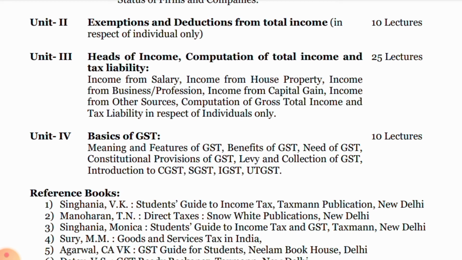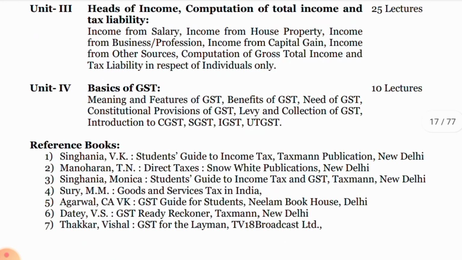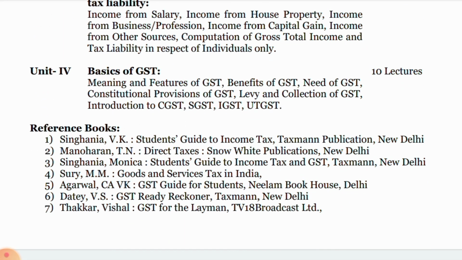Income from salary, income from house property, income from business or profession, income from capital gain, income from other sources. Computation of gross total income and tax liability in respect of individuals only. Unit 4: Basics of GST. Meaning and features of GST, benefits of GST, need of GST, constitutional provisions of GST, levy and collection of GST, introduction to CGST, SGST, IGST, and finally UTGST.